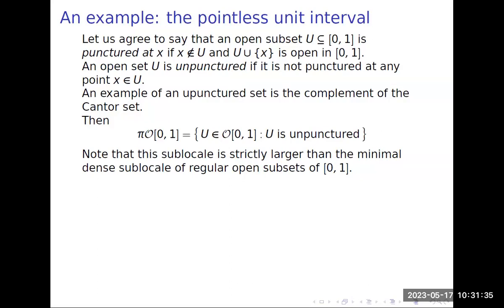For example, the complement of the Cantor set is unpunctured. And so this makes the point that the unpunctured sets in the real interval are in fact the pointless part of the topology of [0,1]. And this is much bigger than the regular open algebra. Witness the complement of the Cantor set, because certainly that's not regular open, it's dense. So we have something before us which is strictly greater than the minimum dense sublocale, which is, I believe, of great intrinsic interest.